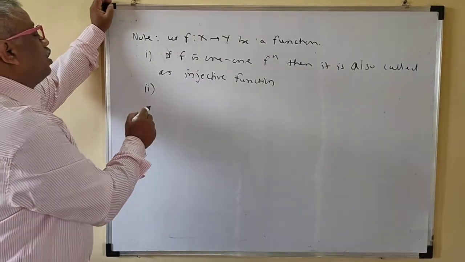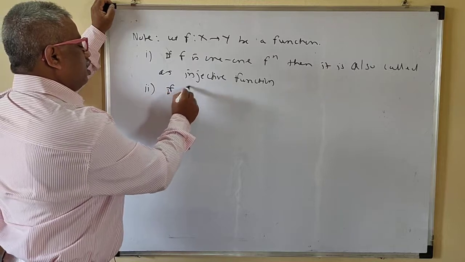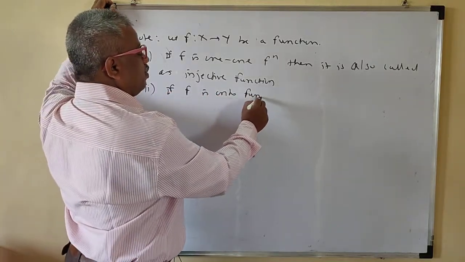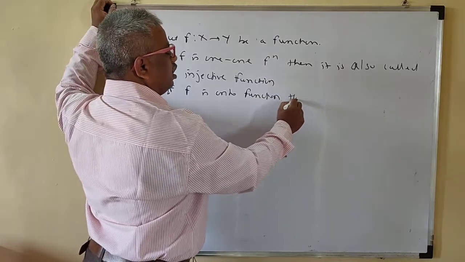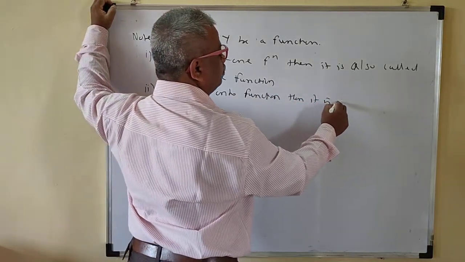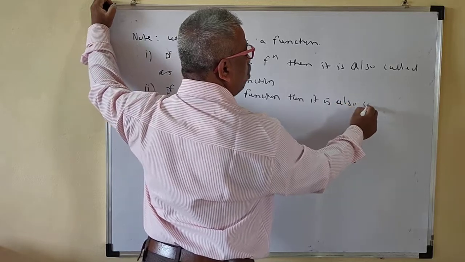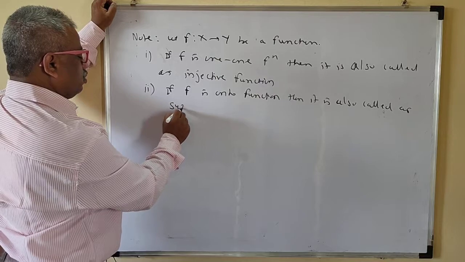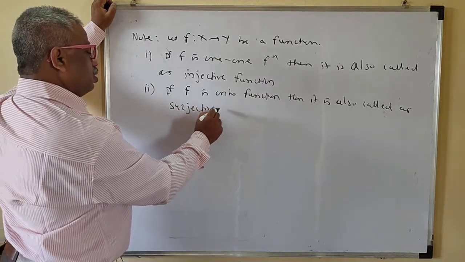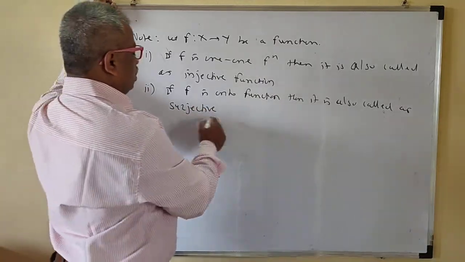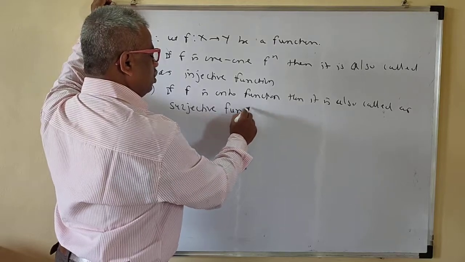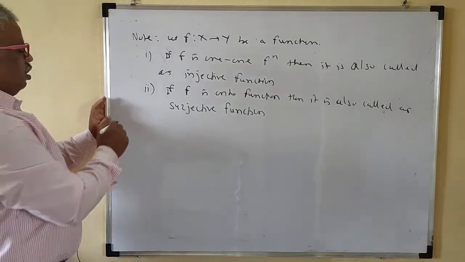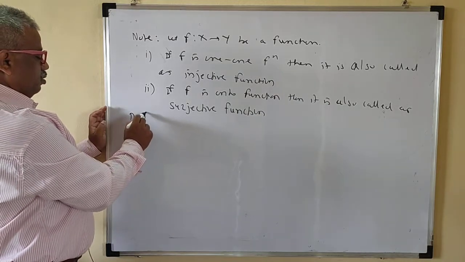Second, if f is an onto function, then it is also called a surjective function. Surjective is onto function, surjective function. So use one of the words, it is onto or surjective. Okay. Now we will write the definition.